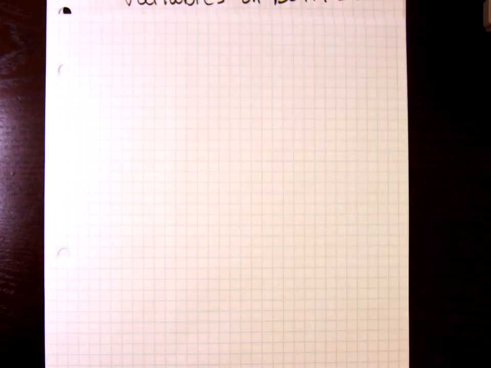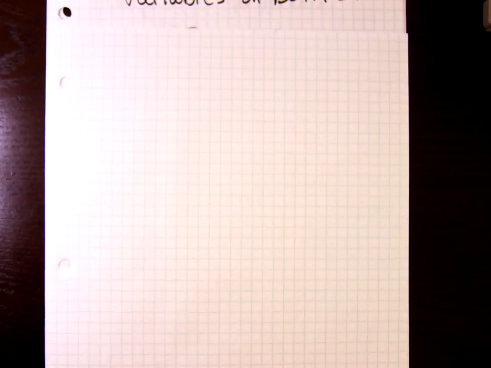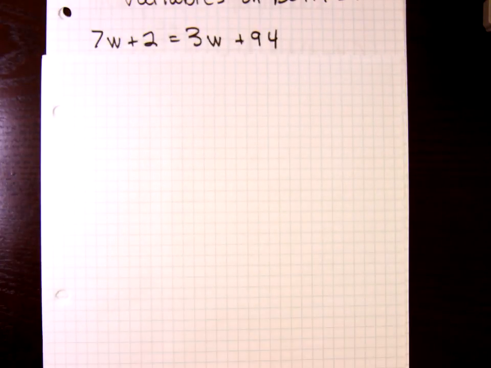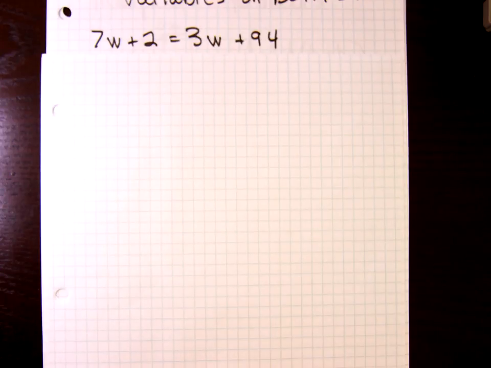First we're going to do variables on both sides. So we're going to use those properties that we just mentioned, which we have been using for quite a number of years, to solve for W. What's the first step you want to do?